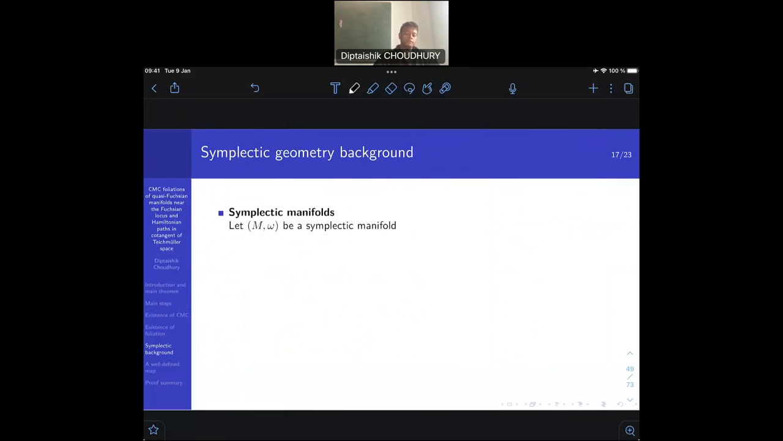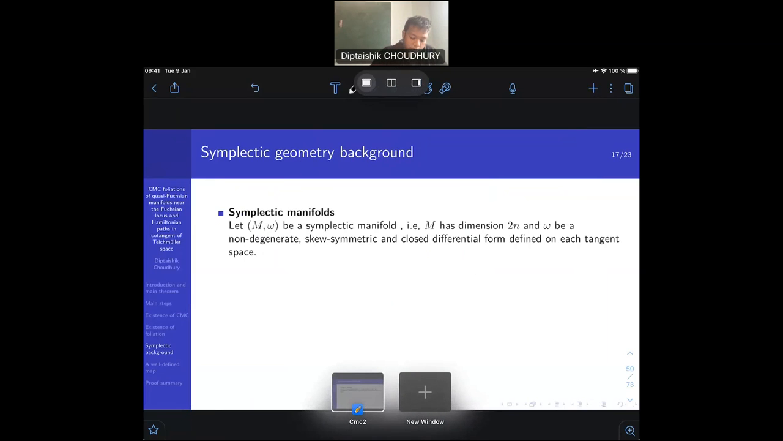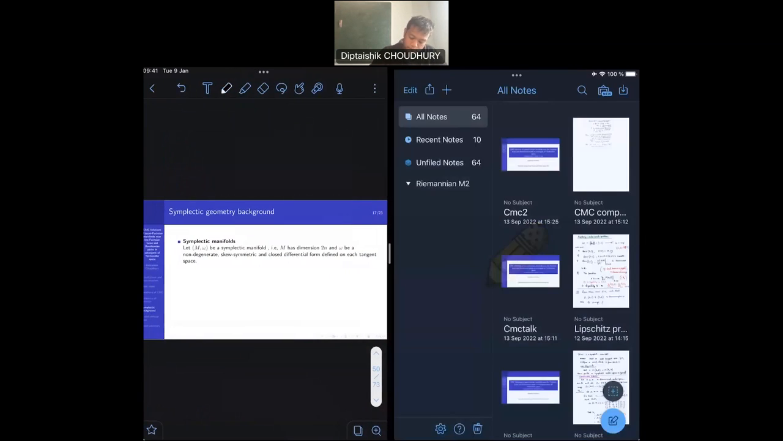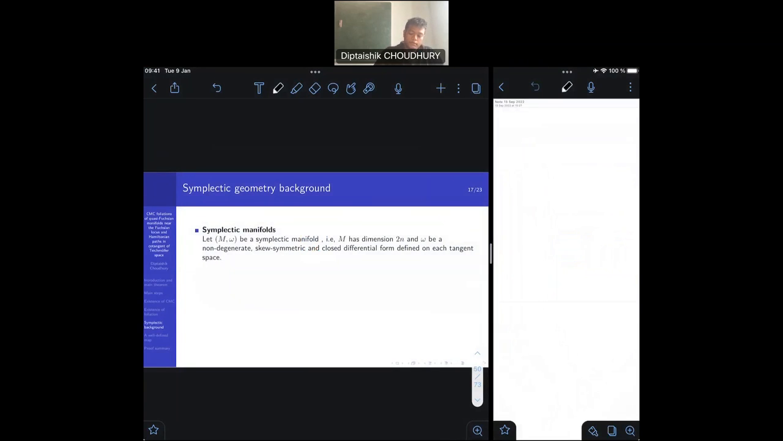So let's recap these basic definitions that we will use. A symplectic manifold will be, by definition, an even dimensional manifold which at each tangent space has a symplectic form, which is a non-degenerate, skew symmetric and closed differential form. The example that one can keep in mind is, if you just take R^2n with coordinates x1 to xn and y1 to yn, then your symplectic form is given by the sum of dx_i wedge dy_i, which is skew symmetric, non-degenerate, and closed by definition.